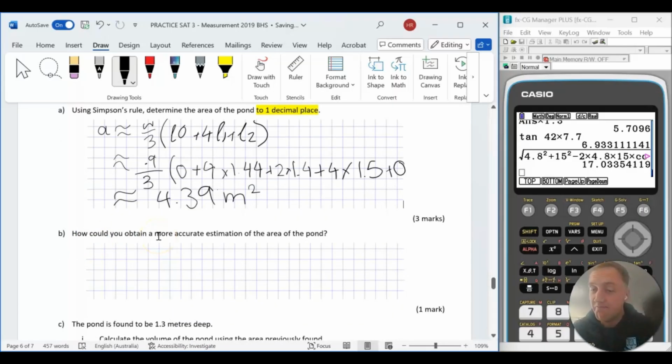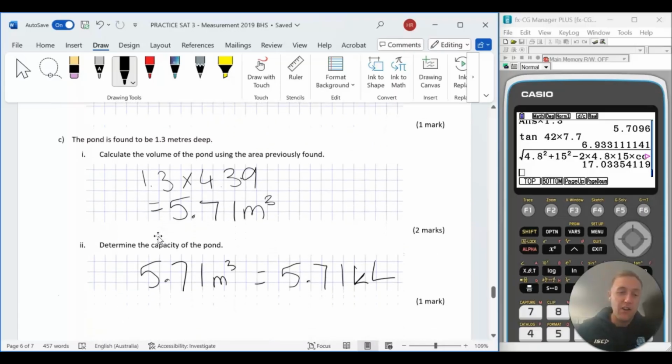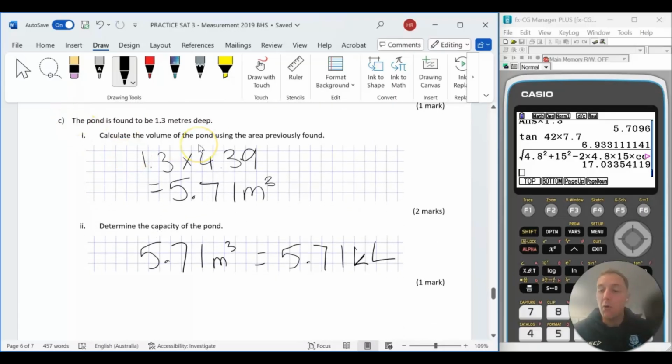I'll leave that up to you. Have a think. We got some big brain ideas in the class, all right? We can do that one on our own. The pond is found to be 1.3 meters deep. Calculate the volume of the pond.